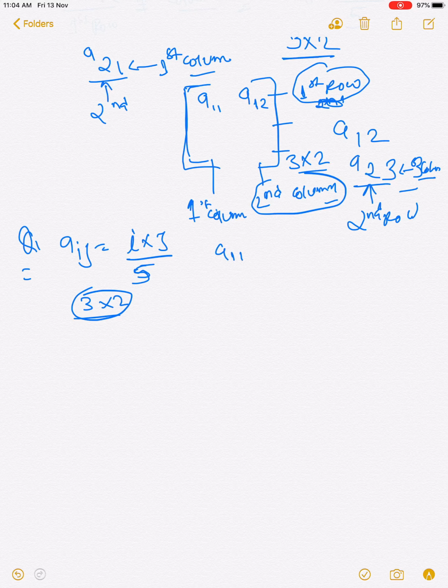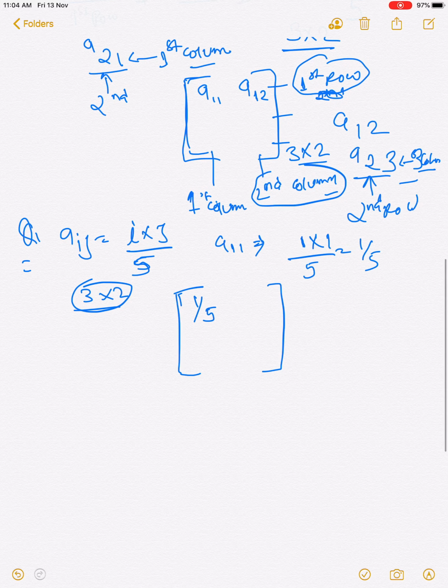So a11 means first row, first column, so put i equal to 1 and j equal to 1, that is 1 into 1 by 5, that is 1 by 5. So we write 1 by 5. And now for a12, we have to put i equal to 1 and j equal to 2, that is 2 by 5. So we put here 2 by 5.